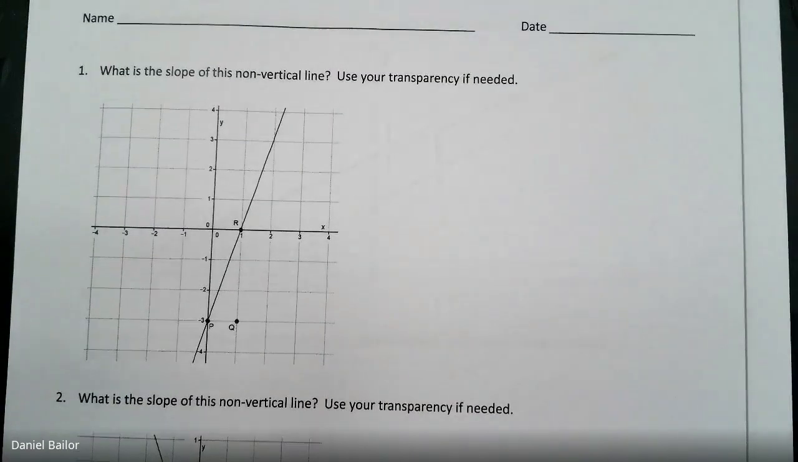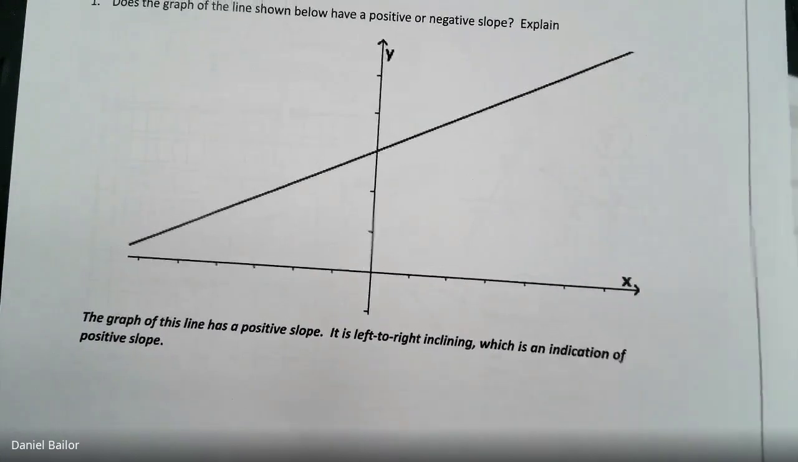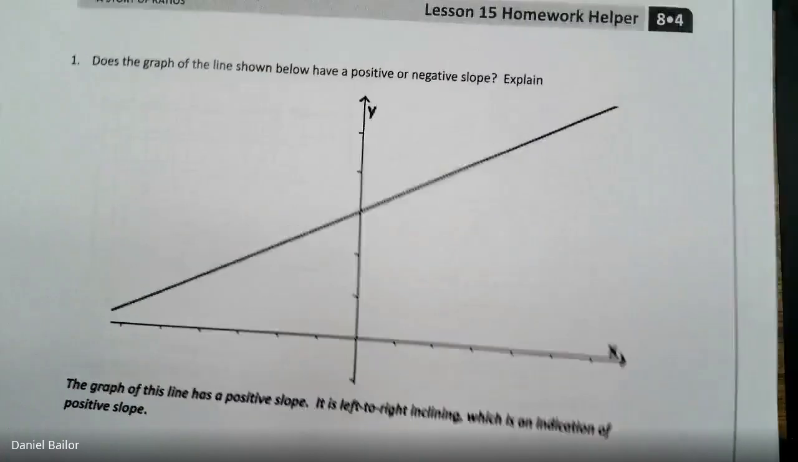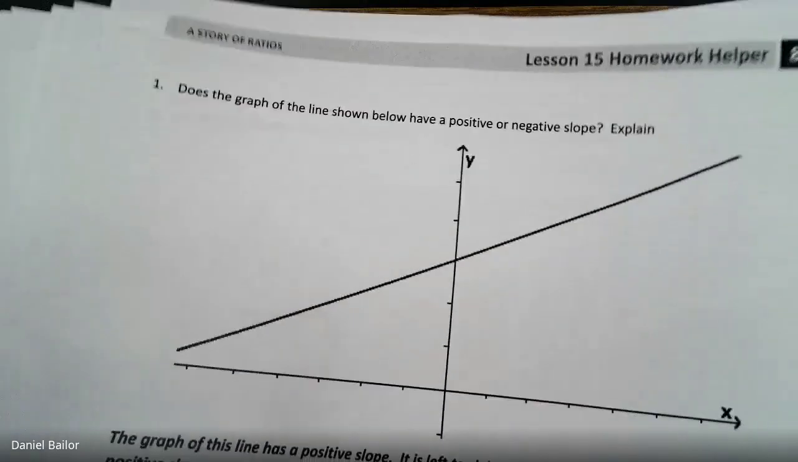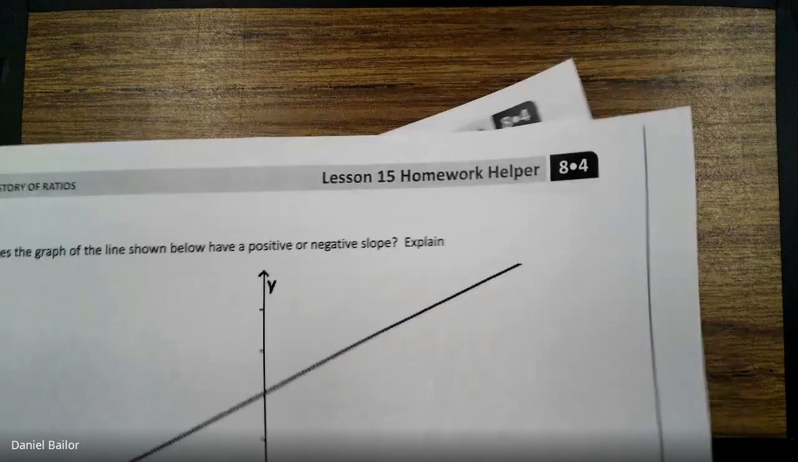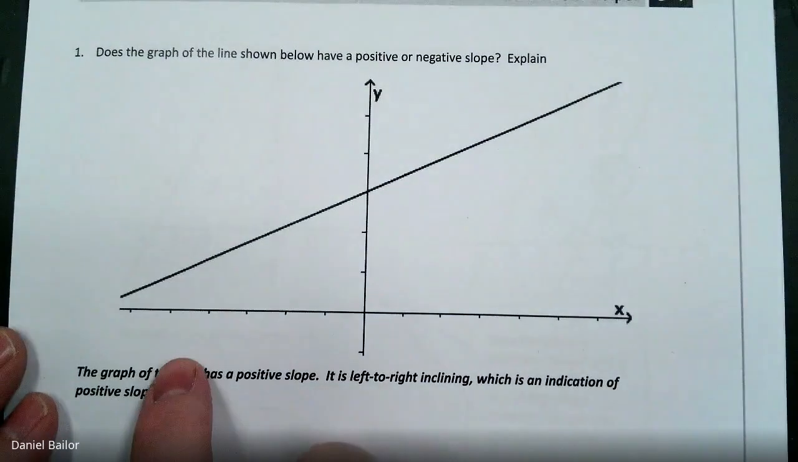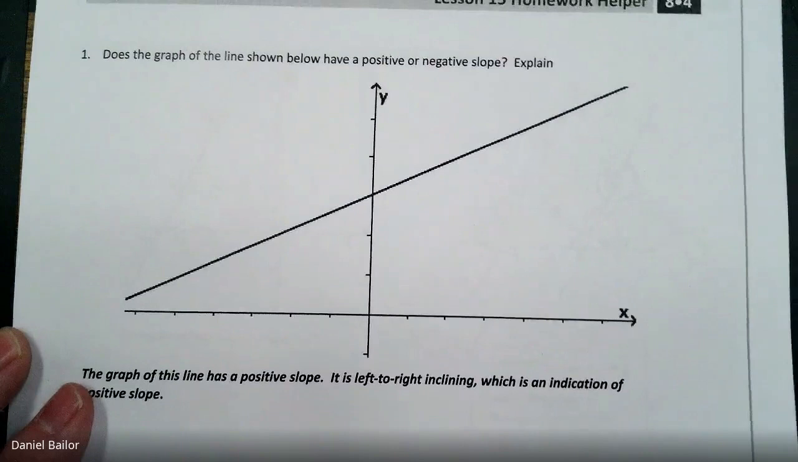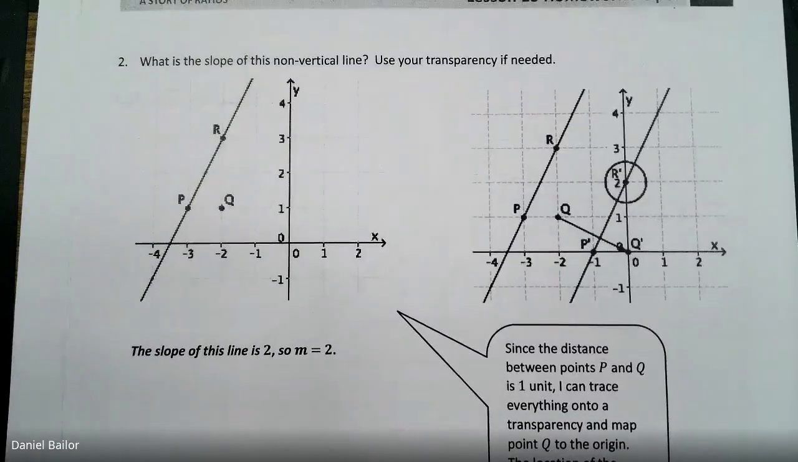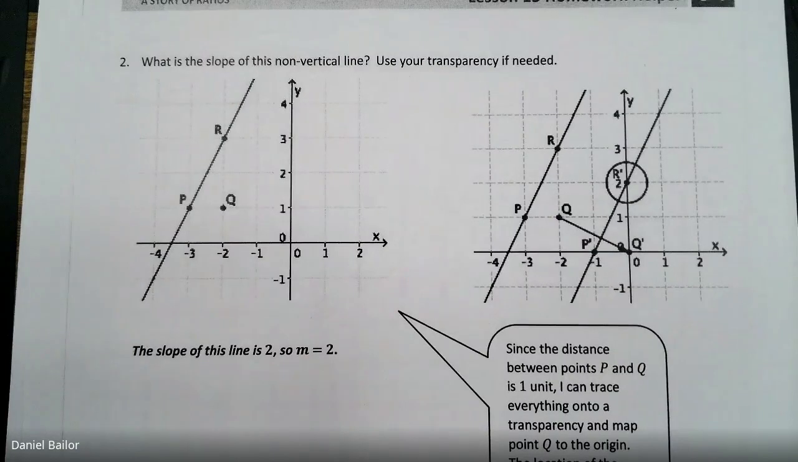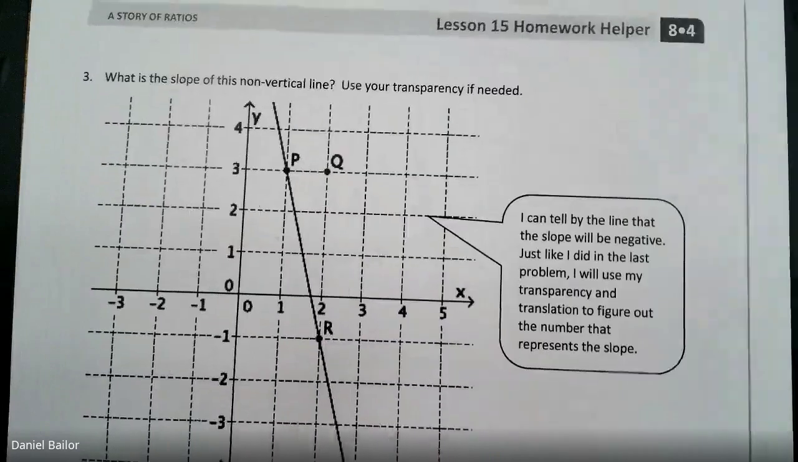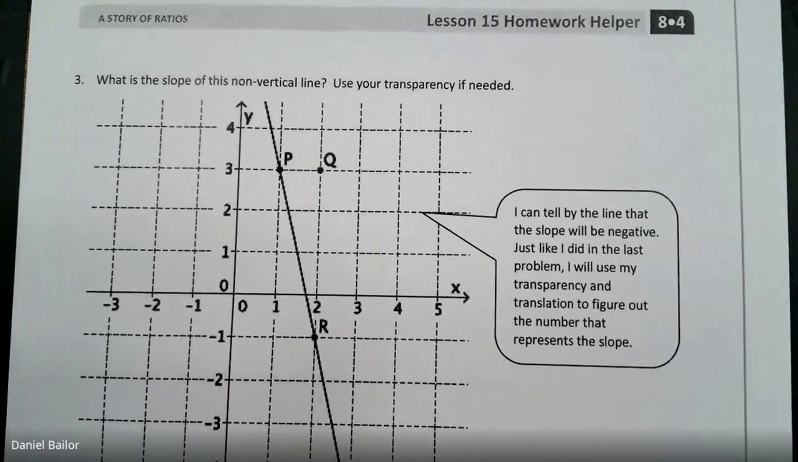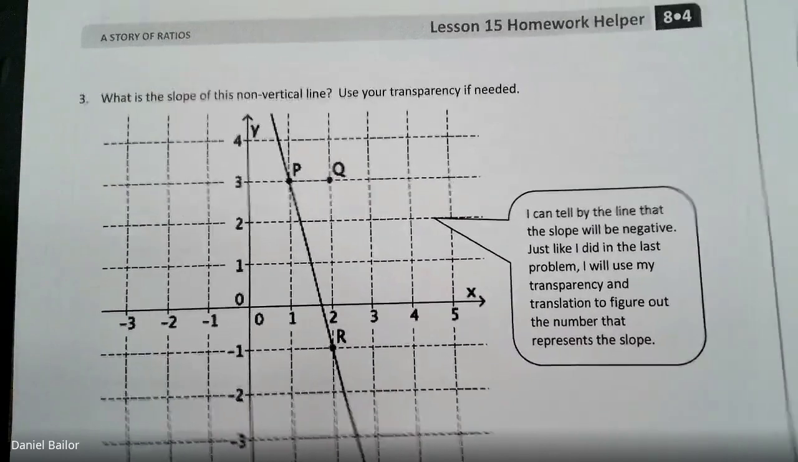Page 165 is the exit ticket. That's the last thing we do, so let's put that away. They do give you a homework helper with more advice to help you out on page 167. The homework helper gives you another line to tell you if it has positive or negative slope. They give you the answers. Homework helper continues on page 168 where they give you another question. They tell you how to find the slope again. Page 169, number 3, another homework helper. They're showing you what they're thinking about, so you can read this to help you.